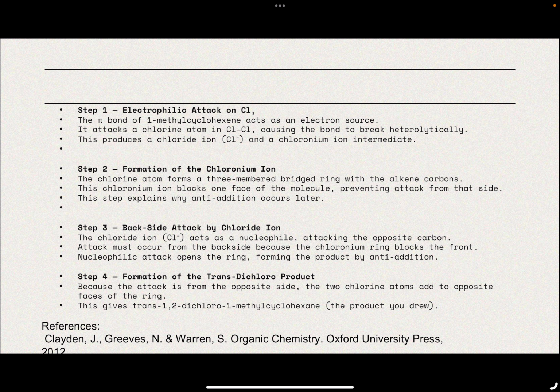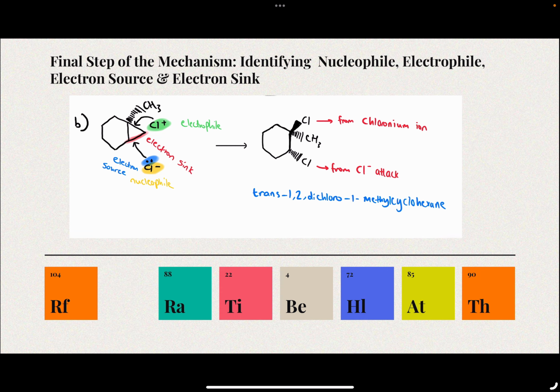So step 4, the formation of the trans-dichloro product. Because the attack is from the opposite side, the two chlorine atoms add to opposite faces of the ring. This gives trans-1,2-dichloro-1-methyl-cyclohexane, which is the product I drew. And then the reference is down below, and this is also drawn by me.